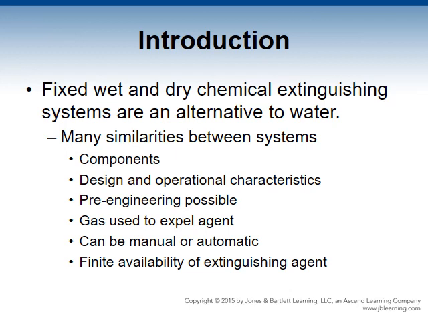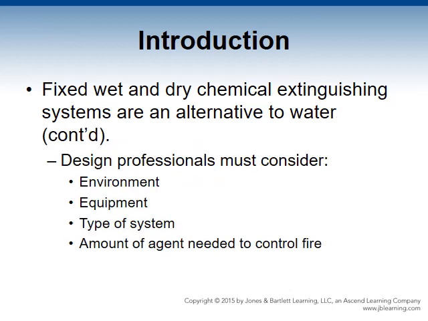Similarities between systems include similar components, similar design and operational characteristics, pre-engineered in many instances, use of gas to expel the agent, operation by manual and automatic means, and finite availability of extinguishing agent. Design professionals must take these factors into consideration: environment, equipment, type of system, and the amount of agent needed to control a fire.